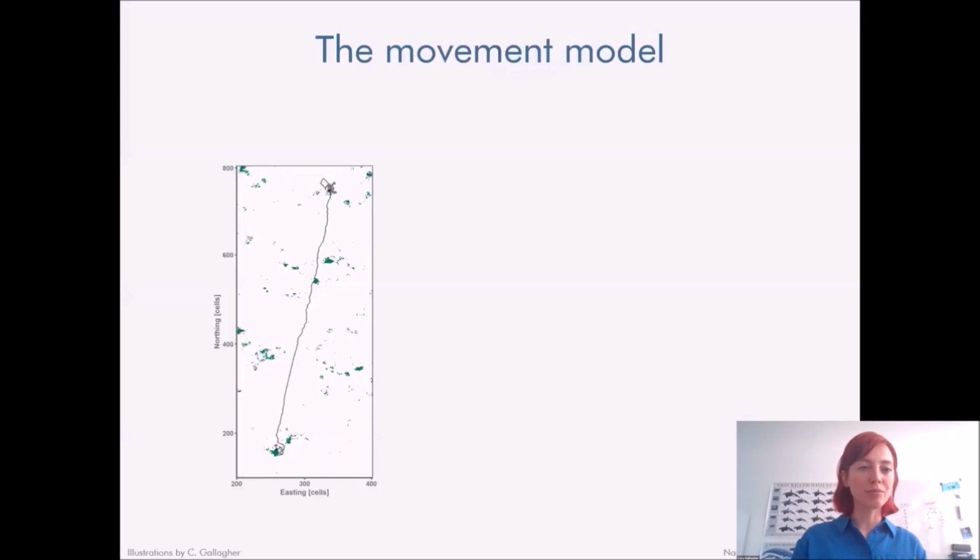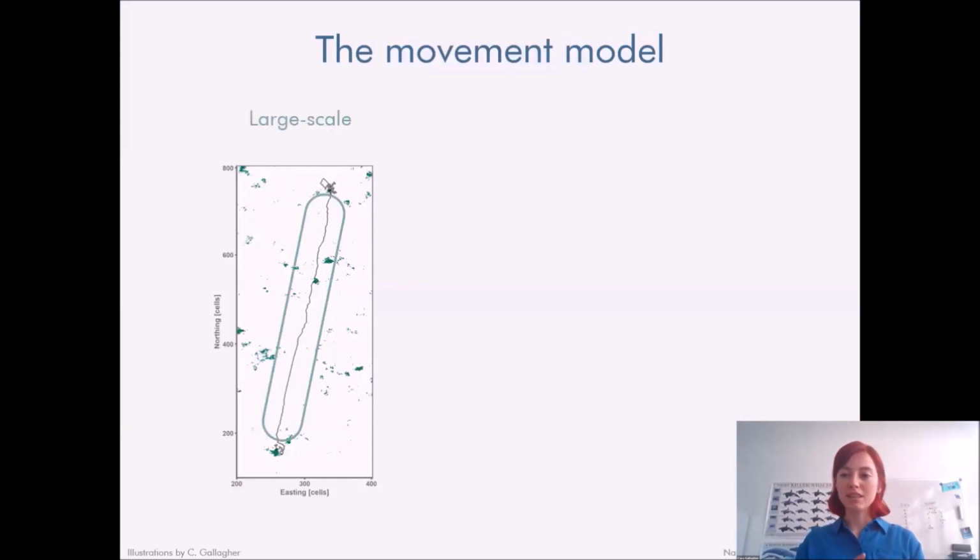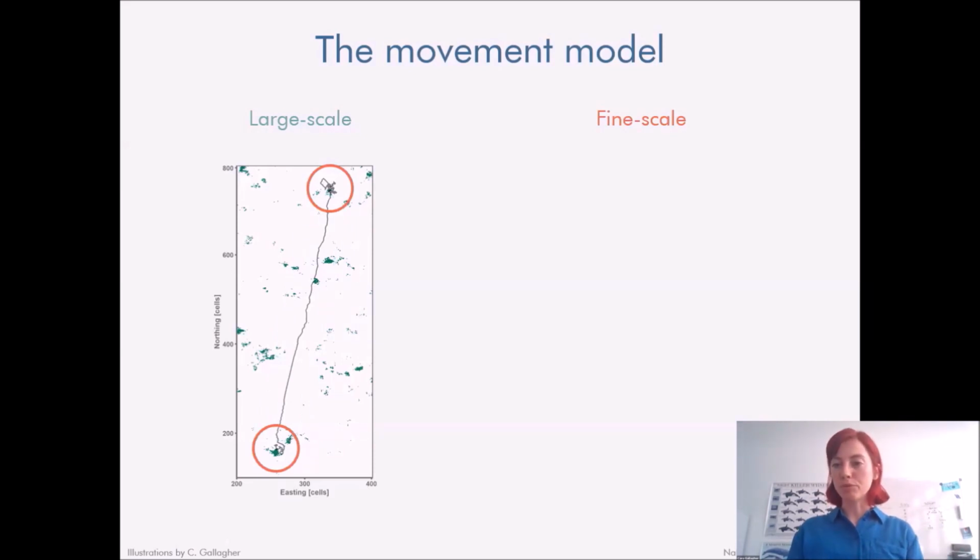All right, so briefly touch on the movement model. Movements in this model can be broken up into two scales. First, large scale movements that allow animals to go between different parts of the environment based on their knowledge of generally where a lot of food is for that time of year. And then there's also fine scale movements, which allow them to exploit food patches.